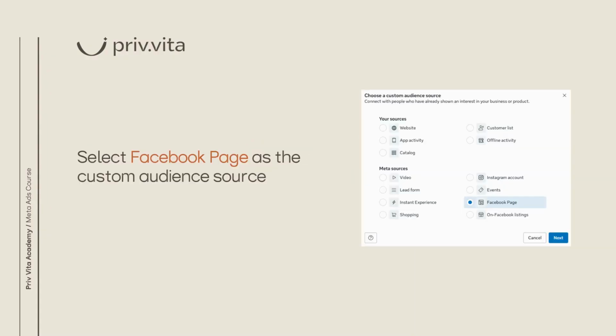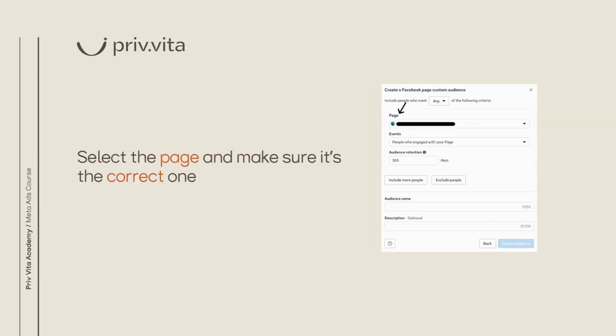Now let's talk about the social platforms. Select Facebook page as the custom audience source, or Instagram, they're basically the same thing. There you'll select the page, and again make sure it's the correct one because sometimes it shows other businesses' pages instead of the one you're actually working on. So be careful about that.